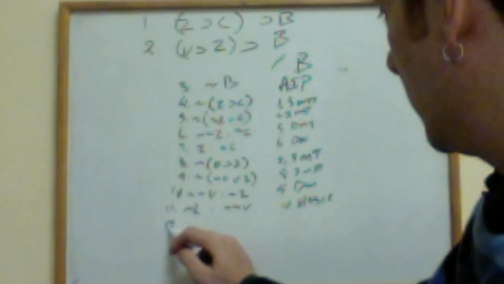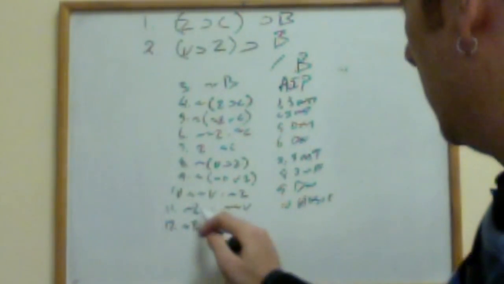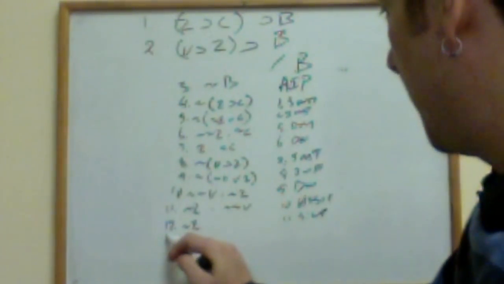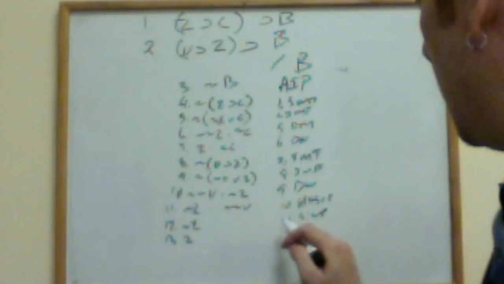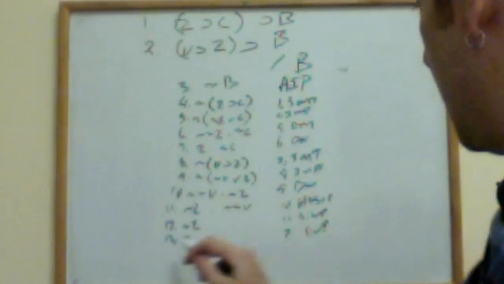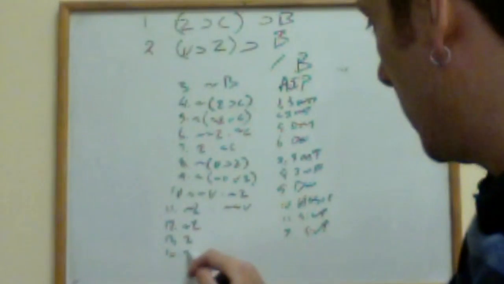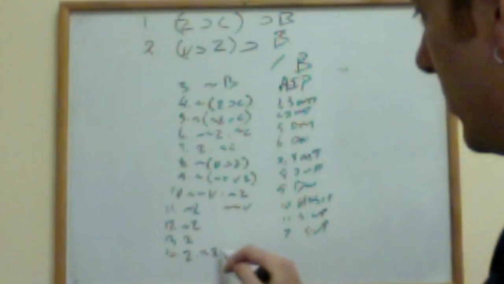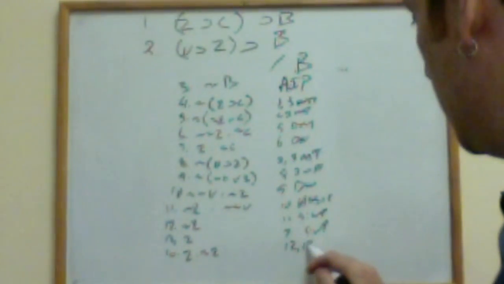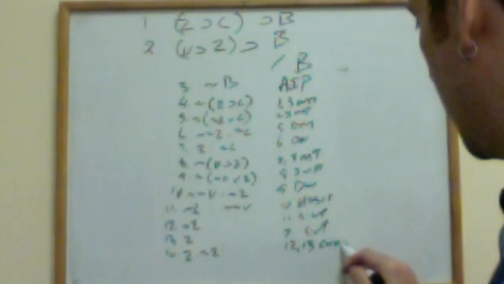Now we can write line 12, tilde Z, from line 11 by simplification. We can write down line 13, Z, from line 7 by simplification. Now we have to join them to make the formal contradiction, and it must be in this order, Z dot tilde Z, because we defined the contradiction in those terms, and we did that by conjunction.